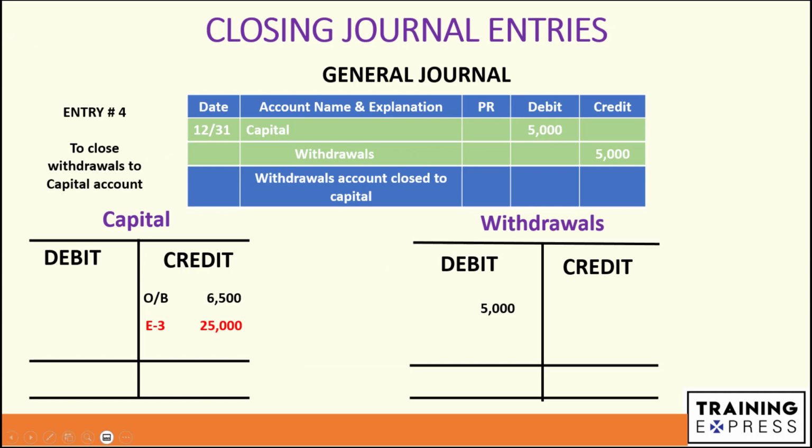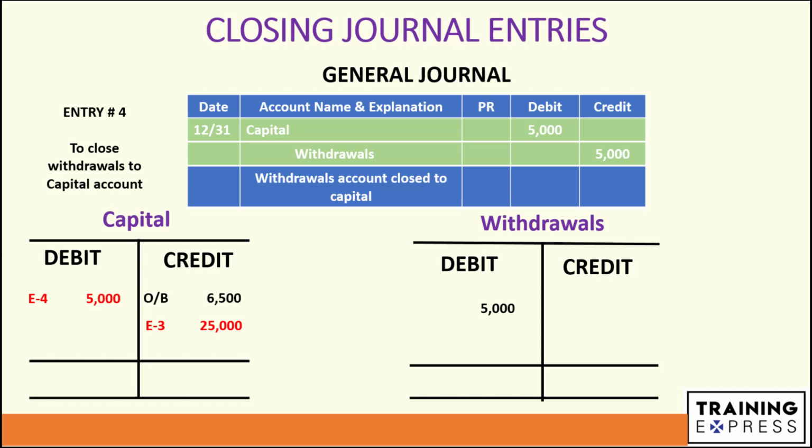Now let's record our last closing entry here. We are trying to close the withdrawals account now. So capital will be debited by $5,000 and withdrawals will be credited by $5,000. Look at the T accounts. Capital account opening balance is $6,500, and then from entry number 3 it got a profit of $25,000 transferred. Now if you look at this journal entry, we are now going to post this journal entry. So capital account will be debited by $5,000.